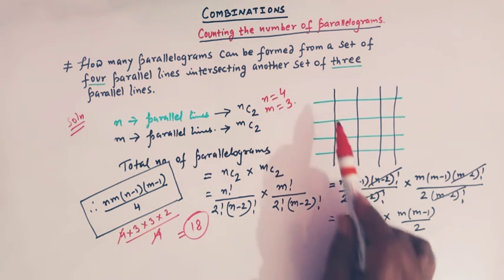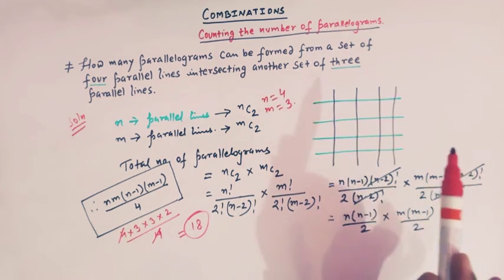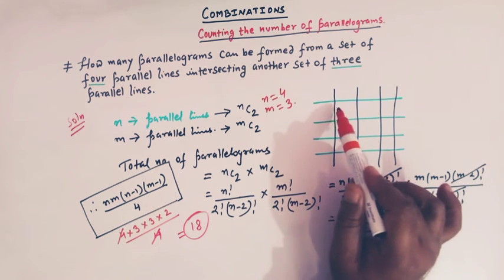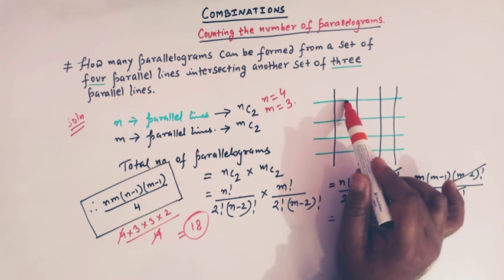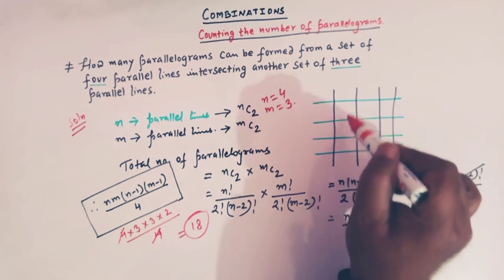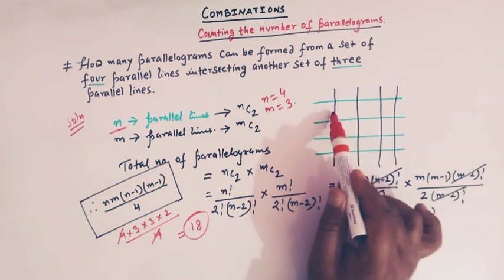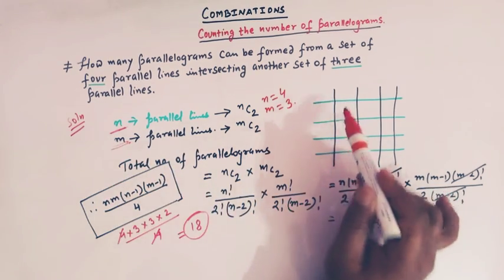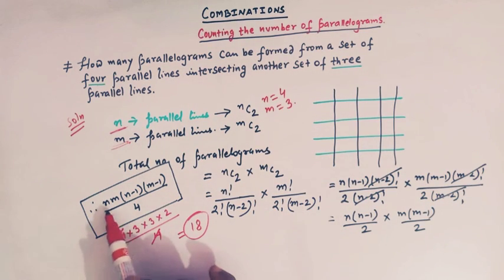Always remember that when we have two sets of such lines, the parallelograms which are formed are made up of two different sets of straight lines. The one set of parallel lines comes from this set, and another set of parallel lines comes from this set, and the general formula for calculating the total number of parallelograms is given by this formula, right?